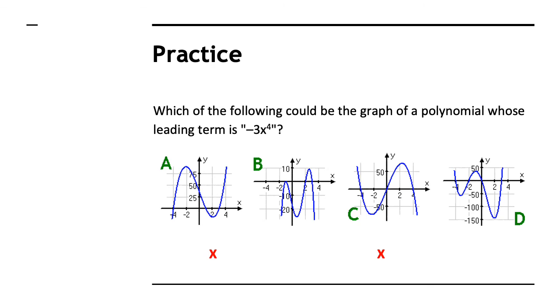Clearly, graphs A and C represent odd degree polynomials, since their two ends head off in opposite directions. Graph D shows both ends passing through the top of the graphing box, just like a positive quadratic would. The only graph with both ends down is graph B.